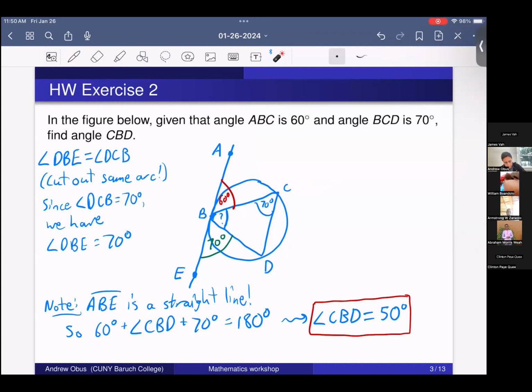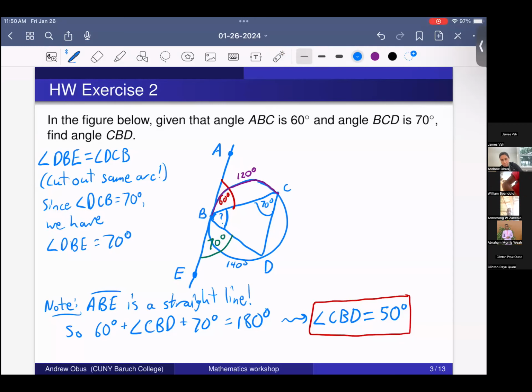So the other solution I had in mind is that, well, we know that if this red angle here is 60 degrees, the corresponding arc that it cuts out has to be twice as much, right? So that means this arc here, arc BC, is going to be 120 degrees. That's arc BC, so I'll draw it in purple. Now, we also know that if this angle here is 70 degrees, that means the arc that it cuts out has to be 140 degrees, right? Because it has to be twice as much as the inscribed angle. So this would be 140 degrees.